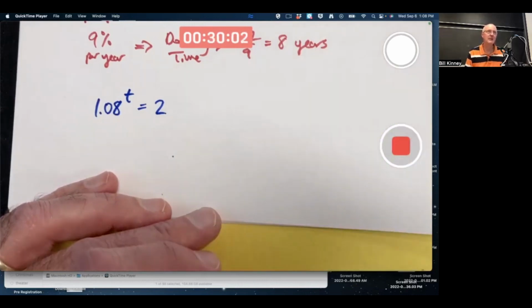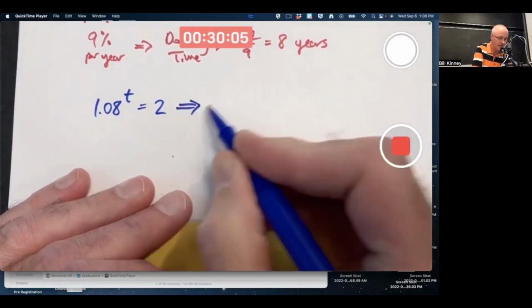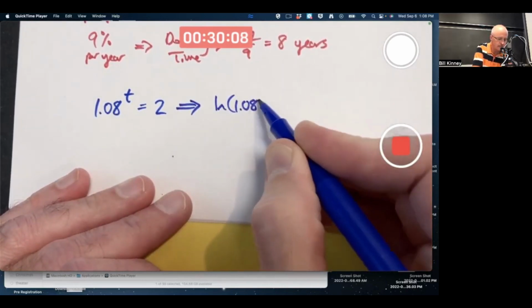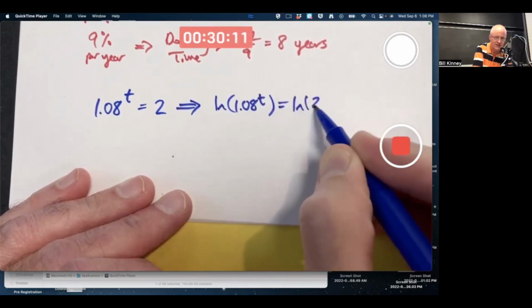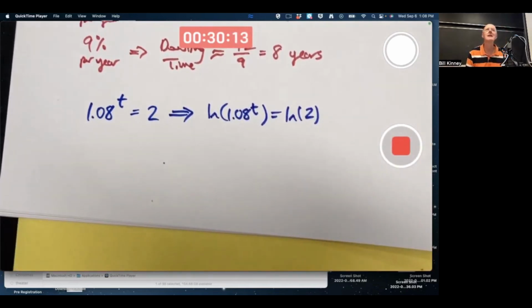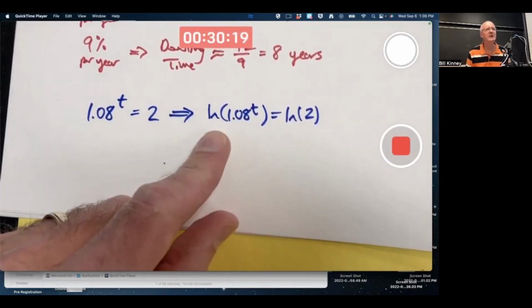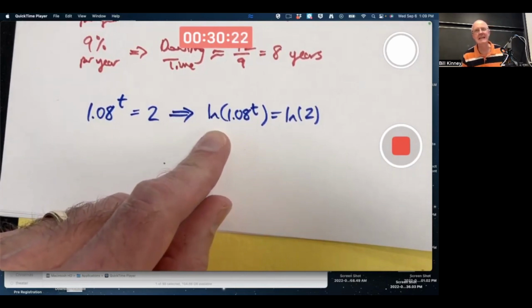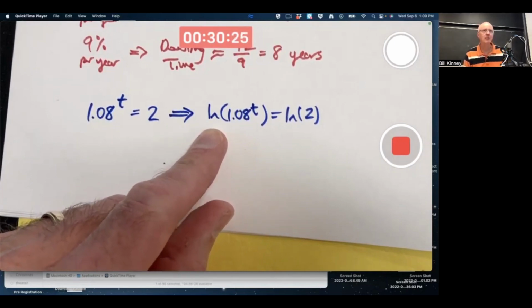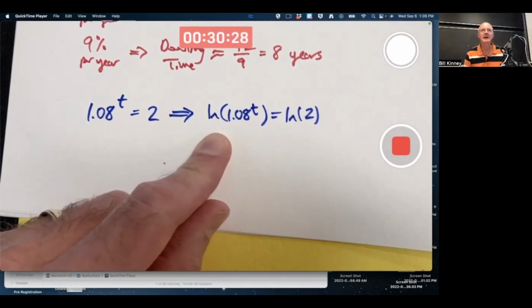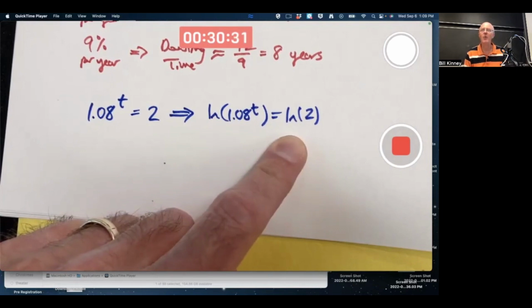E is irrational too. Anyway, we'll get in the habit of using log base e, I think. Take the log of both sides and solve for t. Huh? How? Shouldn't we use log base 1.08 instead of log base e? If this were a log base 1.08, then that would simplify to just a t. T would equal log base 1.08 of 2. But that just begs the question, how do you find that without a calculator? Since there's no log base 1.08 in your calculator.